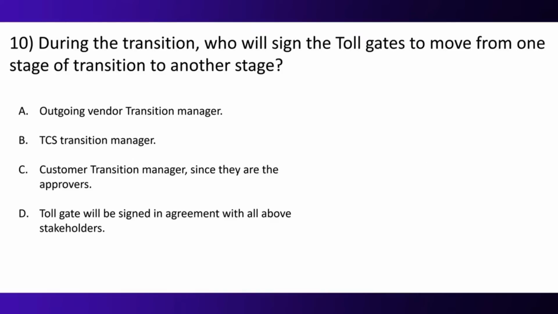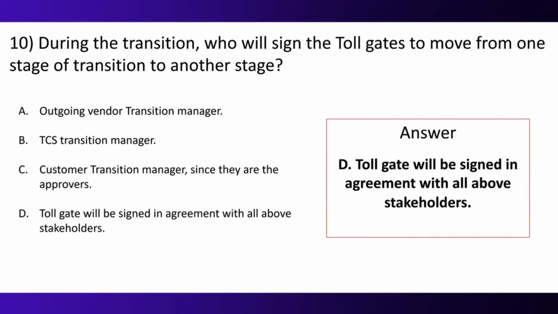Question 10. During the transition, who will sign the toll gates to move from one stage of transition to another stage? Option A, outgoing vendor transition manager. Option B, TCS transition manager. Option C, customer transition manager, since they are the approvers. Option D, toll gates will be signed in agreement with all above stakeholders. And the correct option is D.